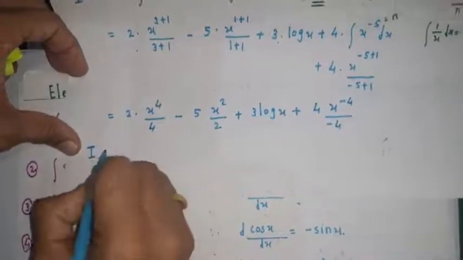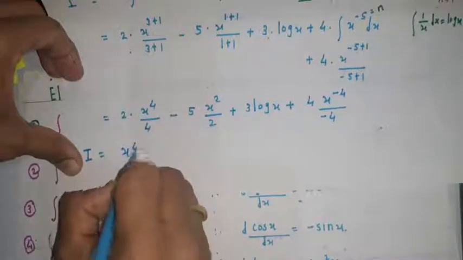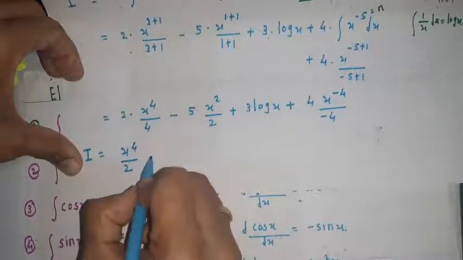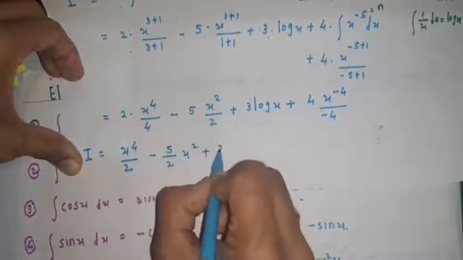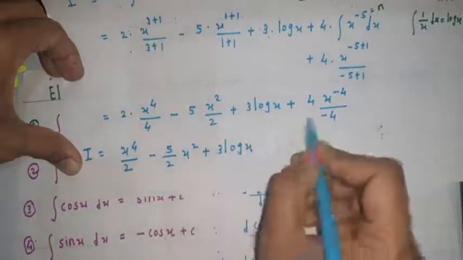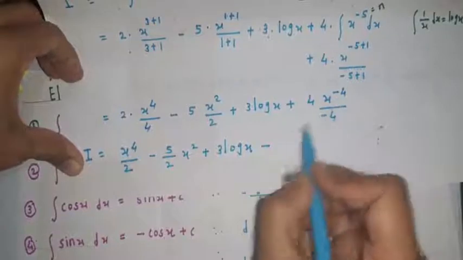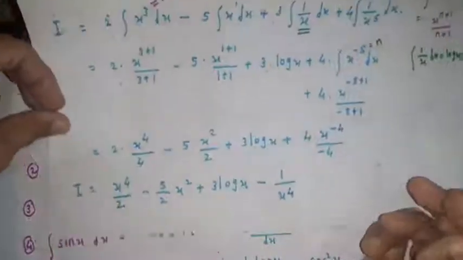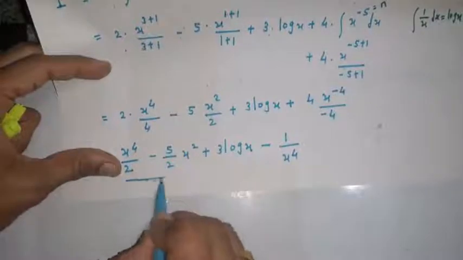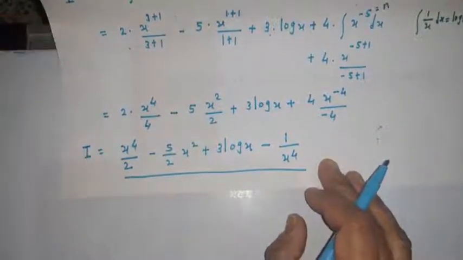and hence the integration I is equal to 2 by 4, means 1 by 2 x raised to 4, minus 5 by 2 x square, plus 3 log of x, plus, minus 4 gets cancelled, and this x raised to minus 4 we can write as 1 upon x raised to 4, and this is the answer. This is the answer for the given problem, and in this way we have to solve the problem. Okay students.